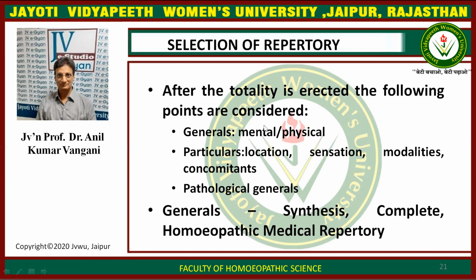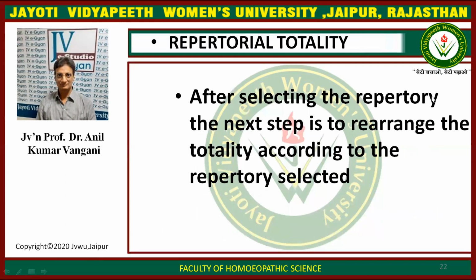So following points are considered for selection of the repertory: whether generals are present like mentals, physical generals, particulars are present in the form of location, sensation, modalities and concomitants, or some pathological generals are also present. If generals are prominent, here Synthesis repertory, Complete repertory, Homeopathic Medical Repertory, which are based on Kent's repertory, are indicated. After selecting the repertory, the next step is to rearrange the totality according to the repertory selected. This is known as repertorial totality.